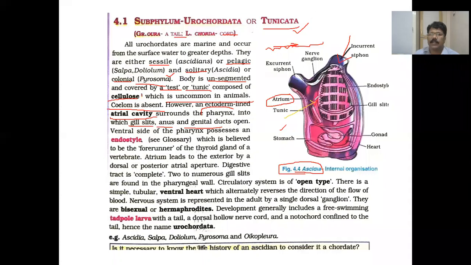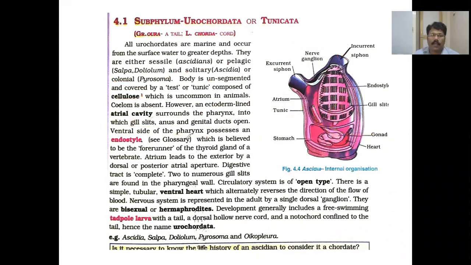So this is the atrial cavity, into which we can see the stomach is opening up, the gonads are opening up, even the pharyngeal slits are also opening up. And most importantly, the pharynx will have a particular structure known as the endostyle. So remember this endostyle, we will come across this structure in vertebrates also.